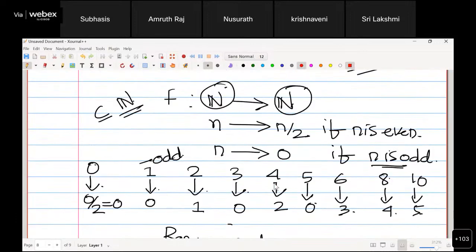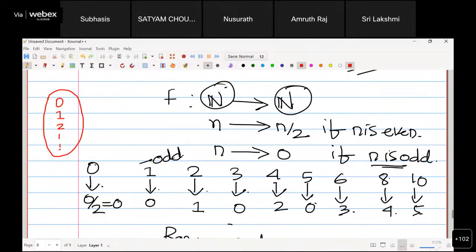Again, let's come back to this example. Is this injective? No, sir. This is clearly not injective. If you see, I have 0, 1, 2, and so on, and also 0, 1, 2, and so on. What is the image of 0? It's 0. What is the image of 1? It's going to 0 as well. So you have two different elements which are going to the same thing.